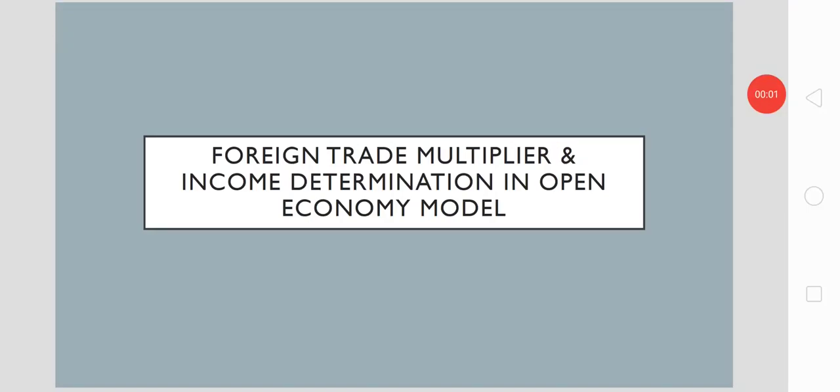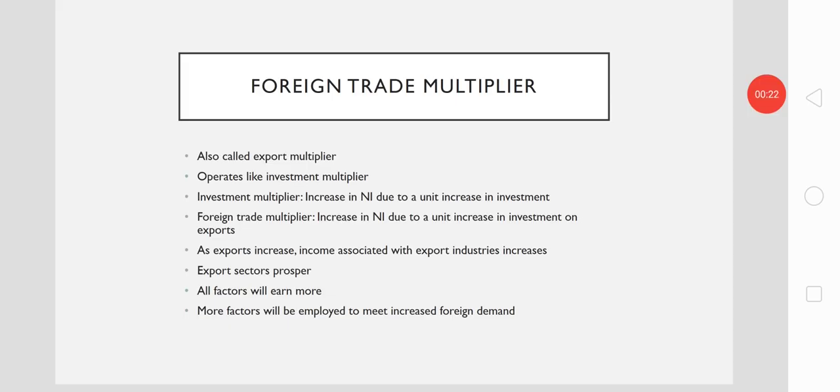So everybody studying economics might be aware of the investment multiplier of J.M. Keynes. The same has been applied to international trade. It is the foreign trade multiplier or export multiplier. Let us examine how the foreign trade multiplier works in an open economy model. As I said, the foreign trade multiplier is also called the export multiplier.